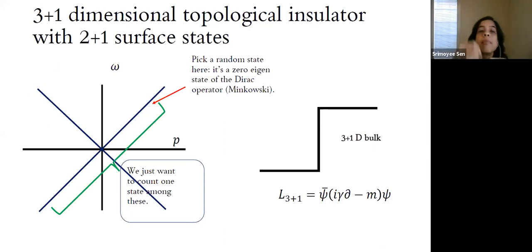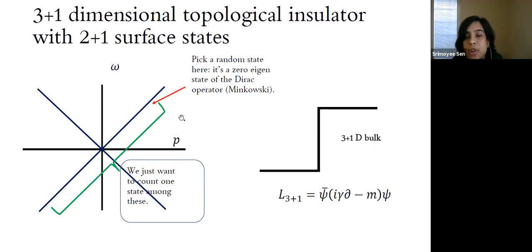If you look at the spectrum here for these massless fermions, you could pick a random state on these two branches. And what you can say about this state is that it's a zero eigenvalue eigenstate of the Minkowski Dirac operator. So the fact that you have these states and that these branches actually pass through the origin, that's a consequence of the fact that you have massless states.